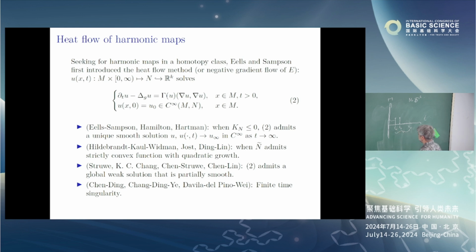Of course, this is for general data. If you are assuming small energy for the data, then you can use arguments of Tristan Rivière, who proved that then you can have a smooth flow.